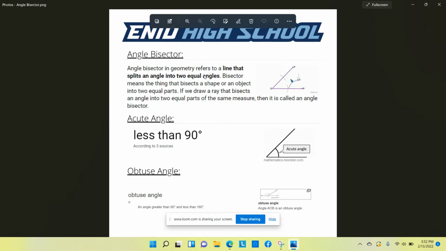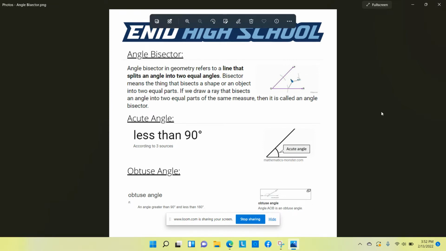Okay, so bisector means the thing that bisects a shape or an object into two equal parts. If we draw a ray that bisects an angle into two equal parts of the same measure, then it's called an angle bisector. That's what we're going to be working with today, guys, as we have been for the last few days, okay? Just a couple of terms that we want to remember. The more we talk about it, the more easily we'll remember them.